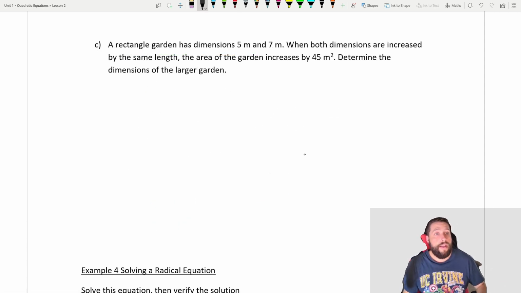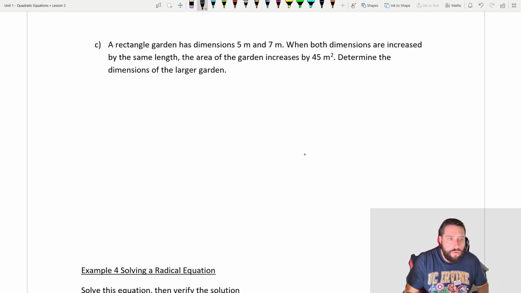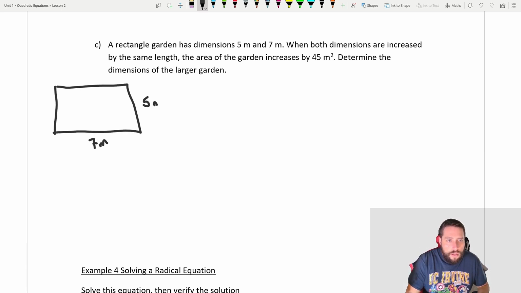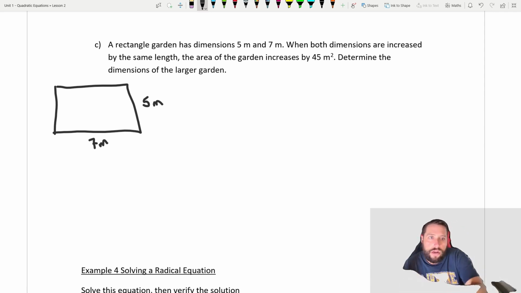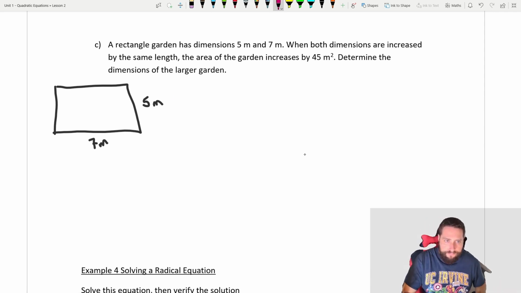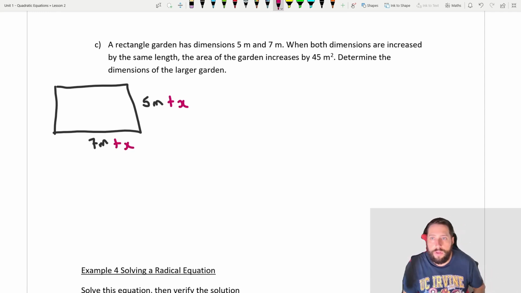Moving on to C, a rectangle garden has dimensions of 5 meters and 7 meters. When both dimensions are increased by the same length, the area of the garden increases by 45 square meters. Determine the dimensions of the larger garden. Okay, so if this is our garden, and it's 7 meters by 5 meters, when both dimensions are increased by the same length, that means we added x to both of them. Okay, and the area of the garden increases by 45 square meters.